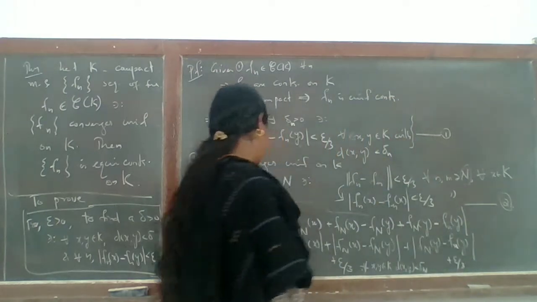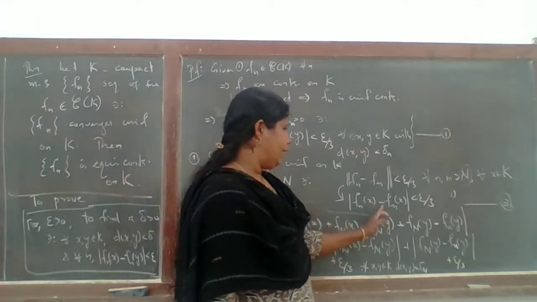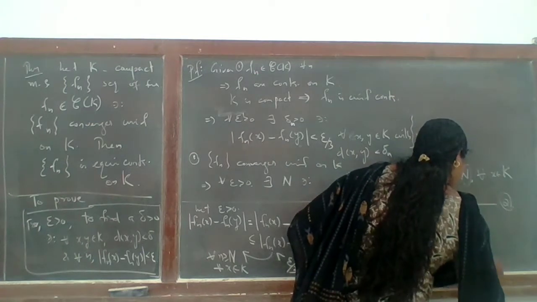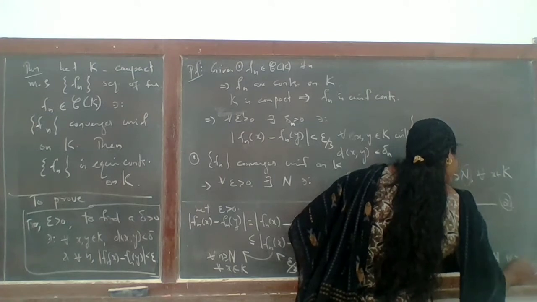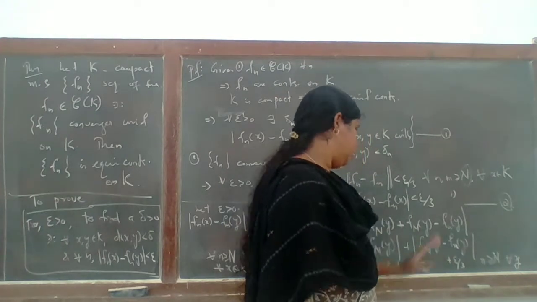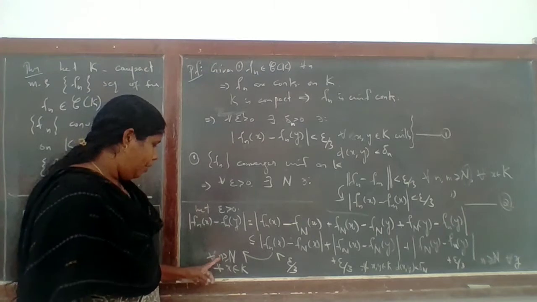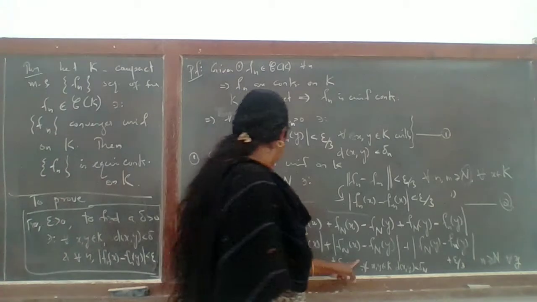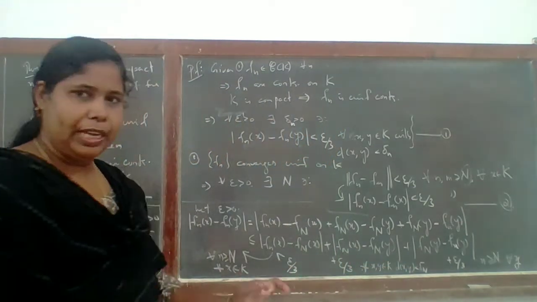Okay, so just like this one, here again we have to use this fact. For this fact you need only n should be greater than or equal to N. This is true for every y in K, and this is true for every x in K. So in order to get this less than epsilon, we have to impose n greater than or equal to N, and x and y should satisfy this condition. These are the two conditions we have to impose.